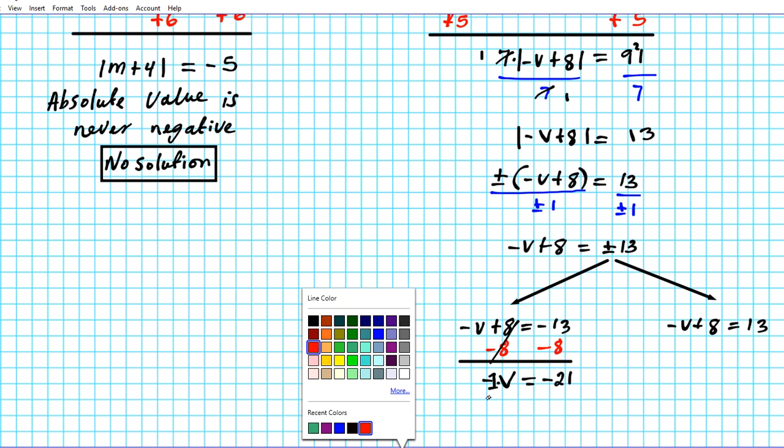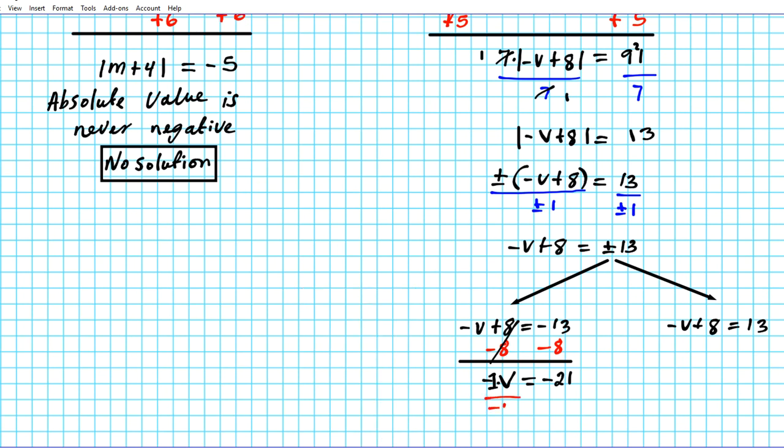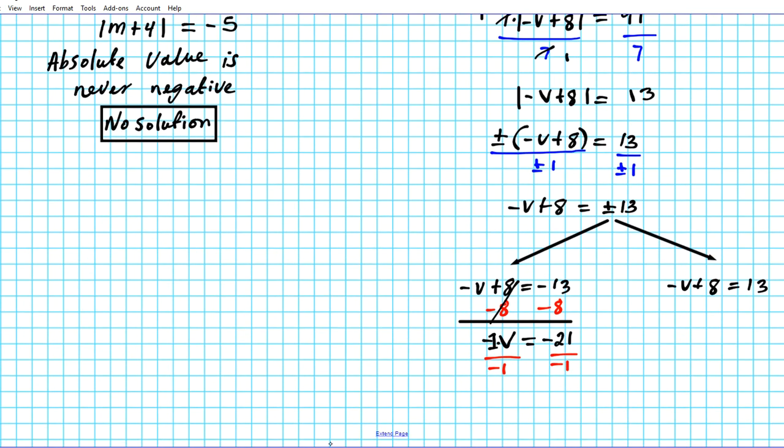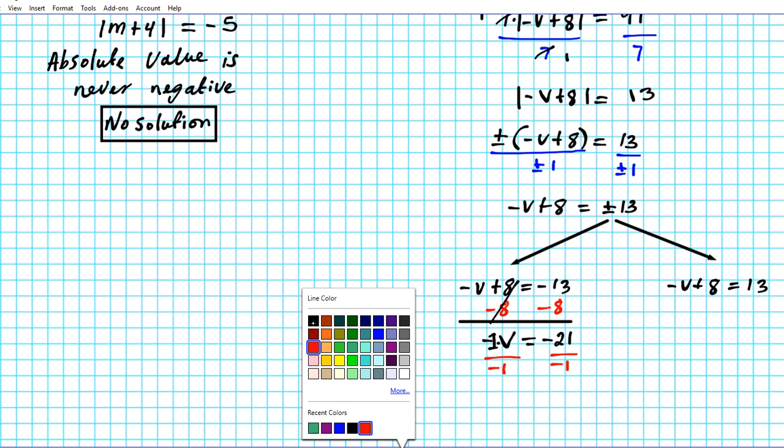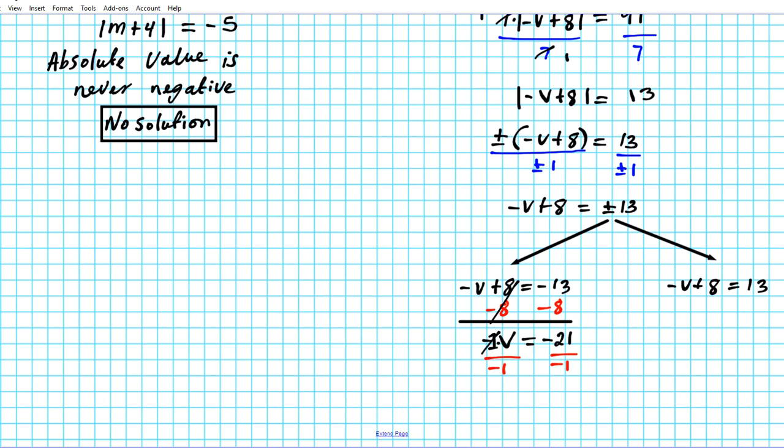So to get rid of this negative 1, since it's been multiplied, we are going to use the inverse of multiplication, which is division. So divide both sides by negative 1. And then you will have your final answer. These negative 1's divide out. You will have v equals negative 21 over negative 1 is 21.